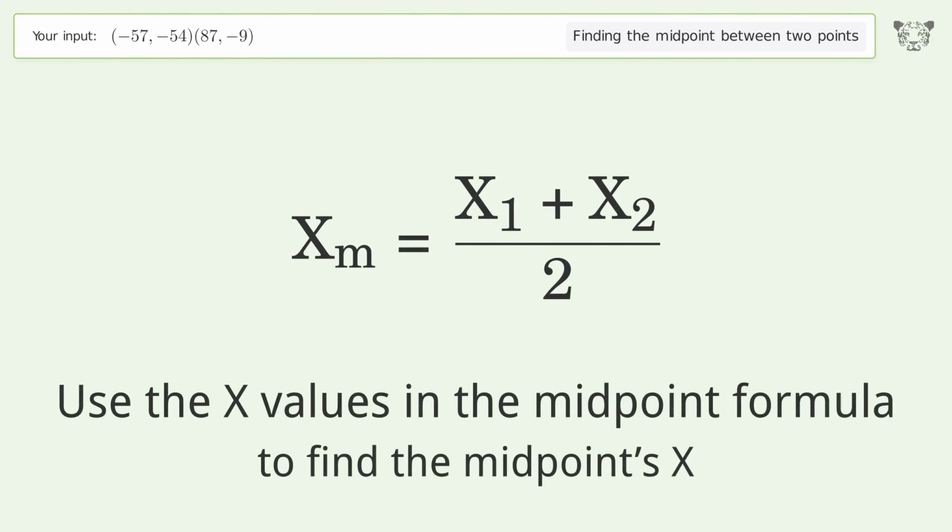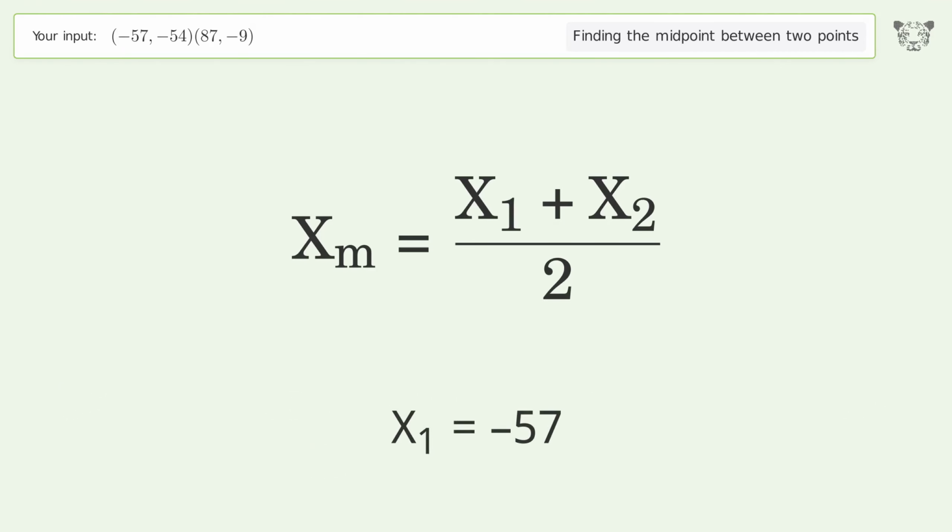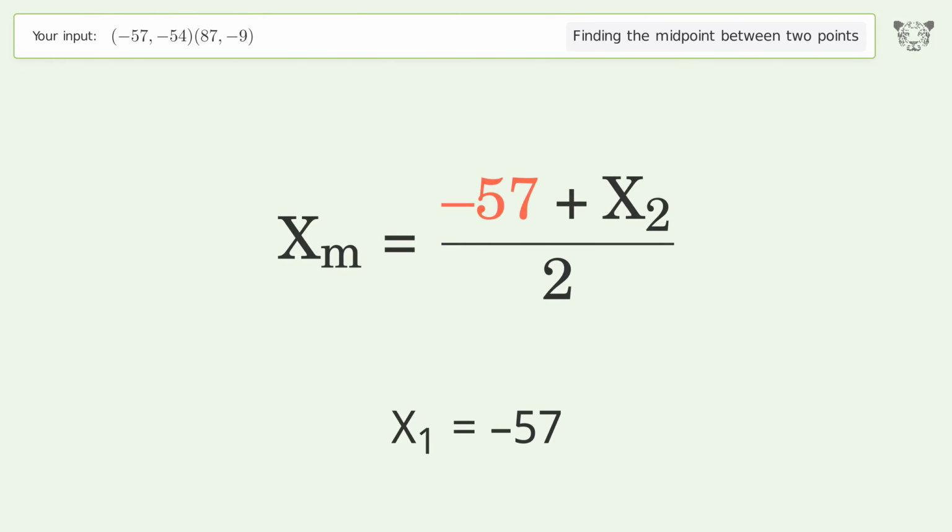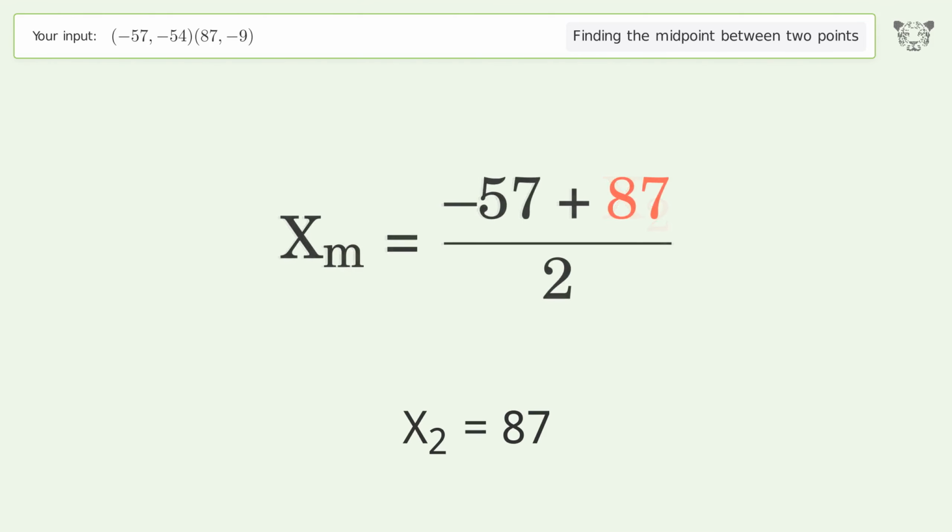Use the x values in the midpoint formula to find the midpoint's x. x1 equals negative 57. x2 equals 87. Simplify the arithmetic.